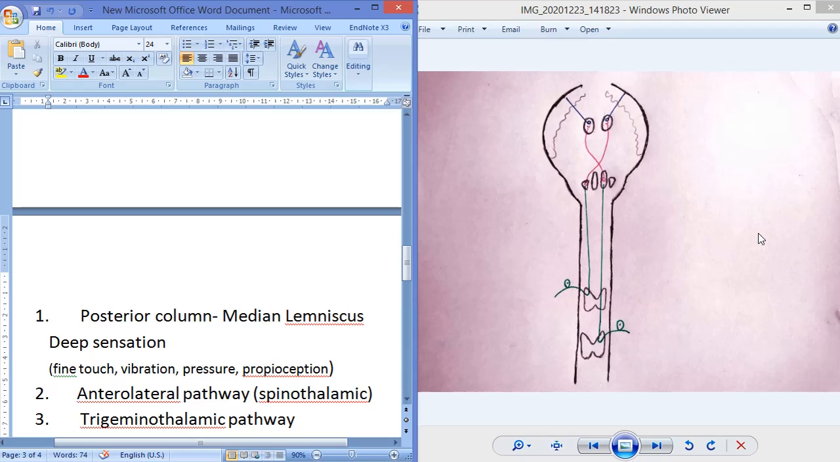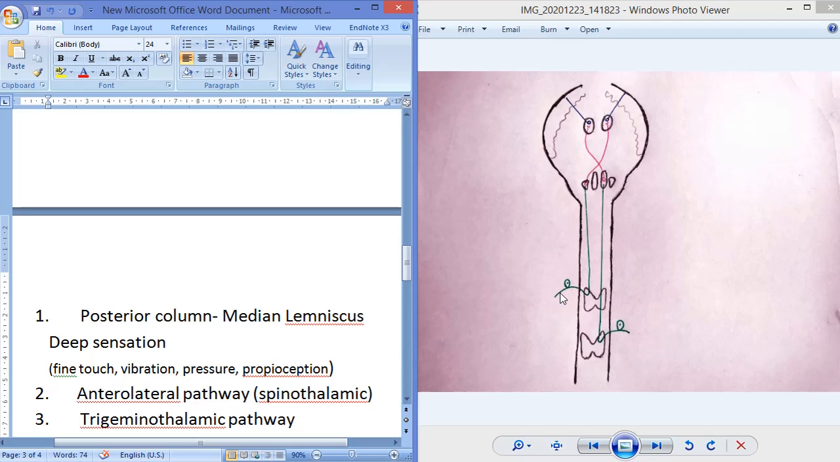In this pathway, two types of first order neurons are there. One type of first order neuron carries sensation from upper parts of the body, and the other first order neuron carries it from lower parts of the body. This first order neuron carries impulses from lower parts of the body, and this one from upper parts of the body. Lower parts of the body mean the lower trunk and lower limbs, while upper parts of the body mean the upper limbs and upper trunk, including the neck and including the posterior head.